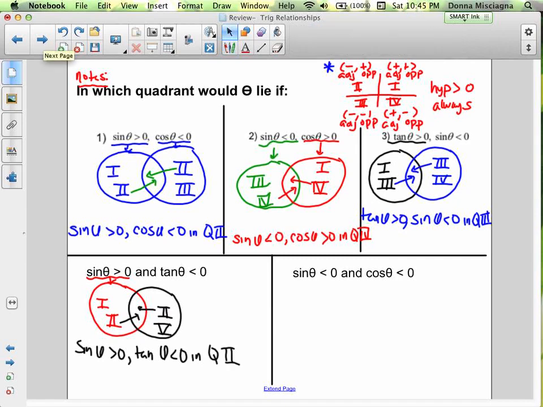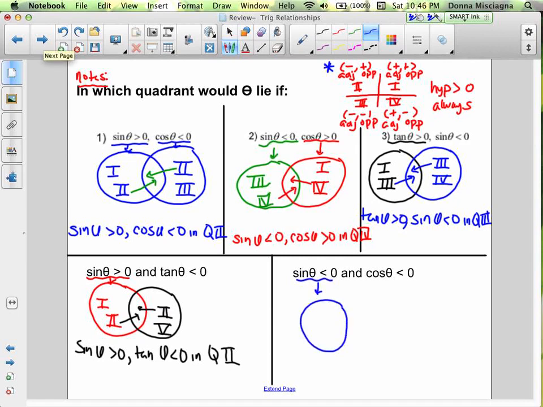And last but not least, in blue: sine theta is less than 0, cosine theta is less than 0. All right, so where is sine theta less than 0? It's going to be where the opposite is negative, right? So that's going to be the third quadrant and the fourth quadrant.